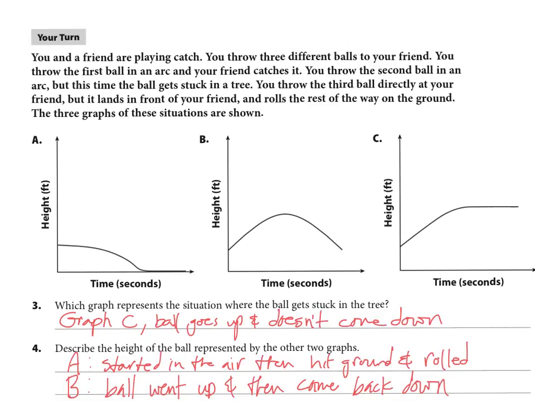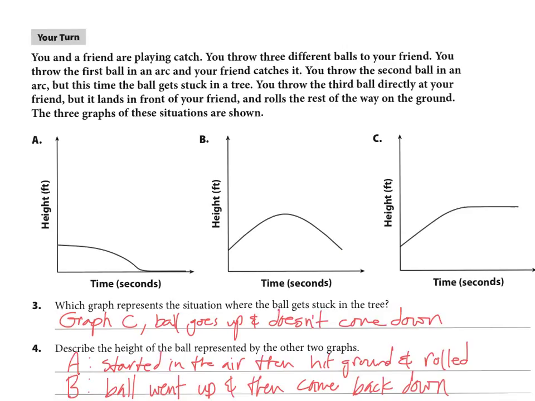Question 4, describe the height of the ball represented by the other 2 graphs. A is the one where he threw the ball directly at his partner, but he didn't catch it. So the ball never went up, he just threw it flat towards him, but the ball went down and hit the ground. So therefore the height had to be on the ground, which is this one here. The height is at 0, rolled towards him. The other situation was where he threw the ball up, and then it came back down, and his partner caught it.